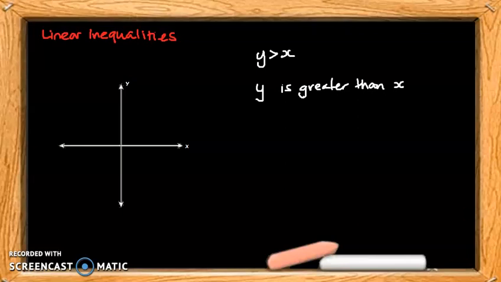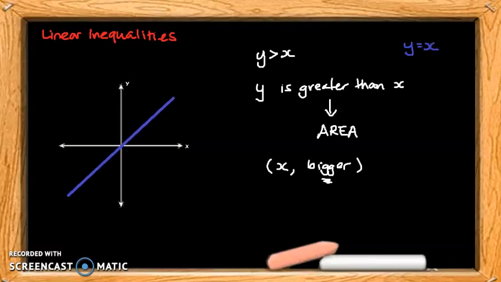Now when y is greater than x, that doesn't just talk about a line, it talks about an area on the Cartesian plane. So all I'm looking for here is an area where the y coordinate is bigger than the x coordinate. For example, if I draw the line, and I'll start with the line y equals x, I'll draw that in and it looks like this on my Cartesian plane.